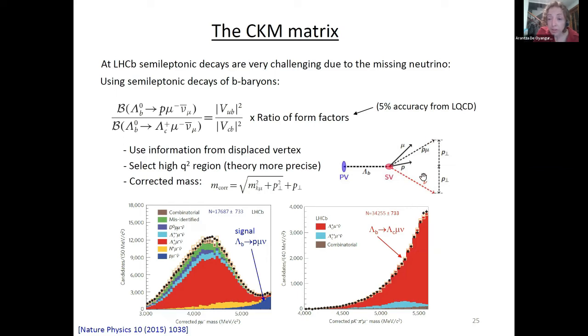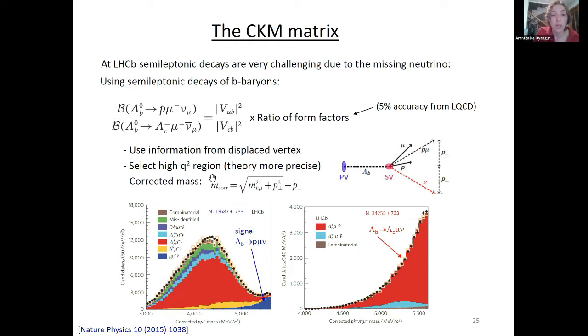Then, knowing the direction of the Lambda_b from the vertexes, and knowing the direction of the p-mu system from the muon and the proton, we can infer the direction of the neutrino. So from this transverse momentum, with this information, we can reconstruct our events. Okay, it is difficult, but we can do this.